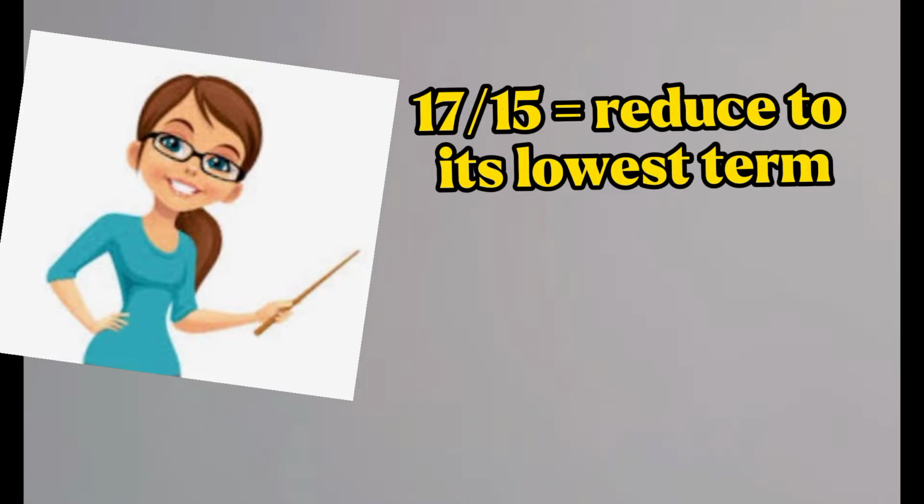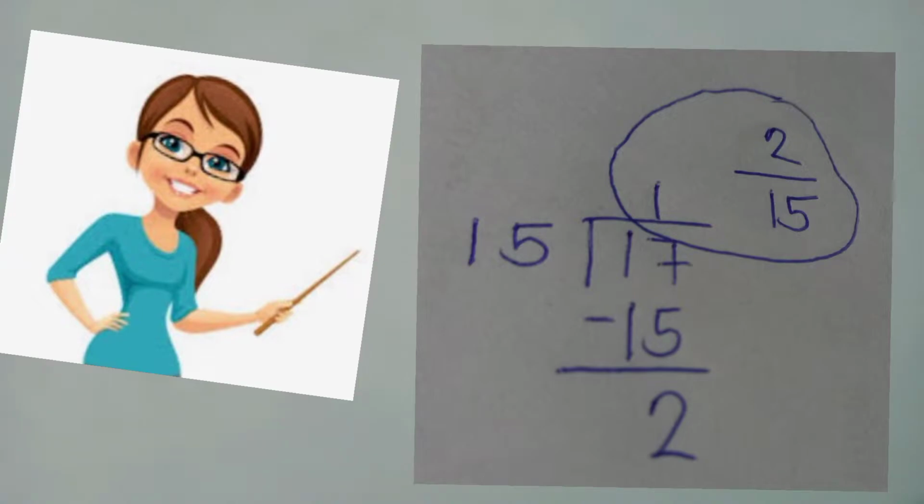17 over 15 is not yet in its lowest term. So we need to reduce this fraction, 17 over 15, into its lowest term. Since 17 over 15 is an improper fraction wherein the numerator is bigger than the denominator, we need to divide in order to change this fraction into a mixed fraction. 17 divided by 15 is 1. 1 times 15 is 15. 17 minus 15 is 2. So we have the remainder 2.